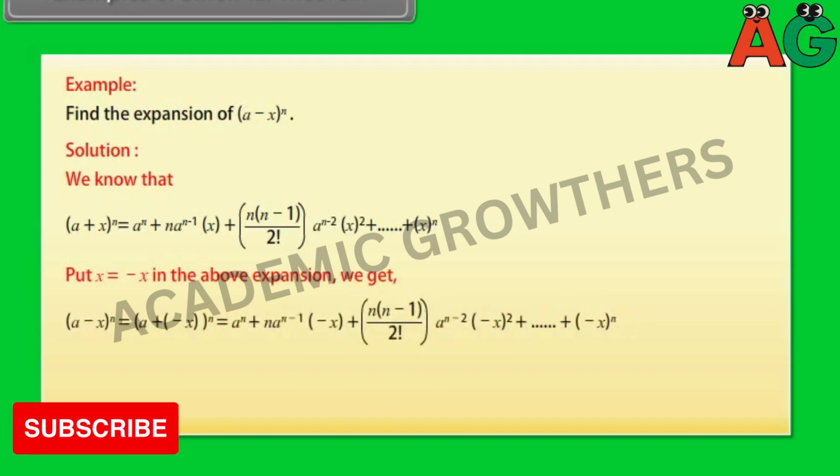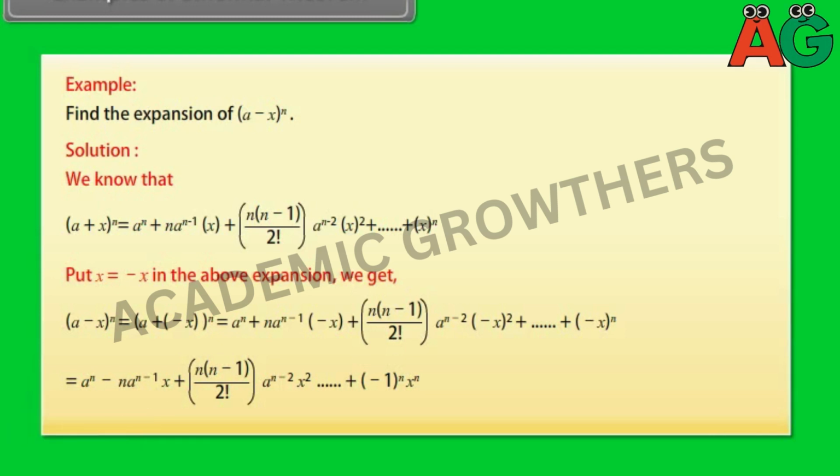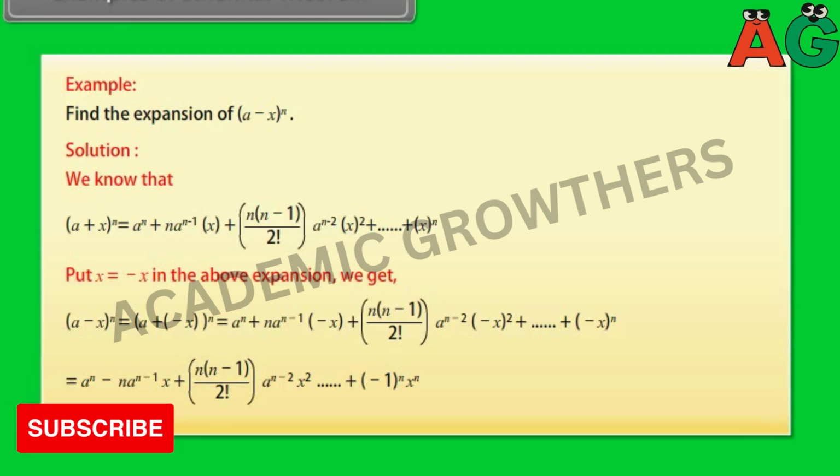We get aⁿ − n aⁿ⁻¹ x + n(n − 1)/2! aⁿ⁻² x² and so on up to (−1)ⁿ xⁿ.